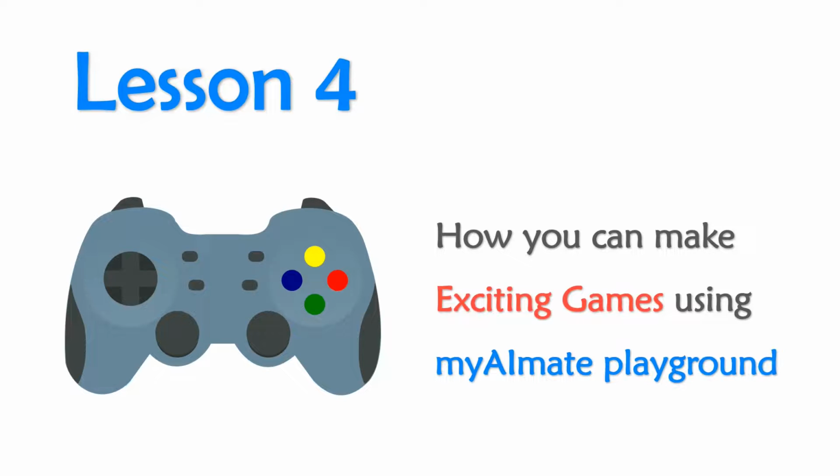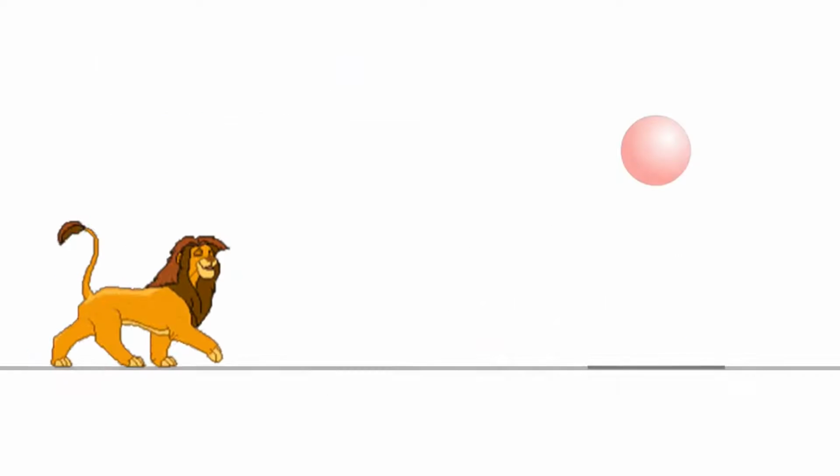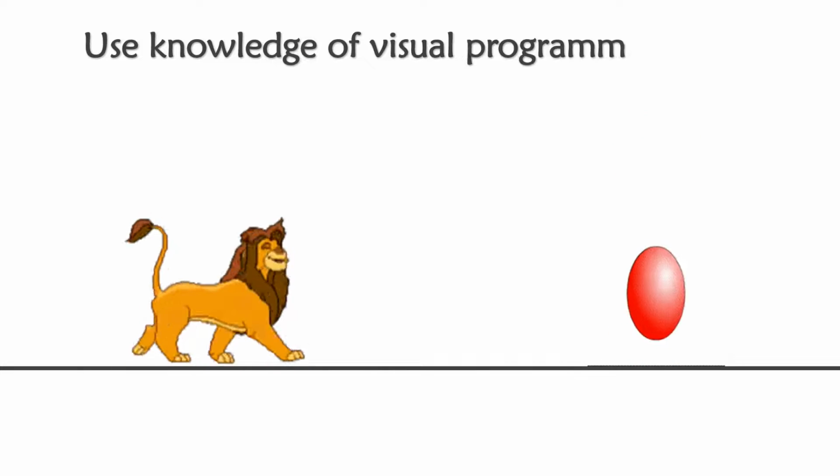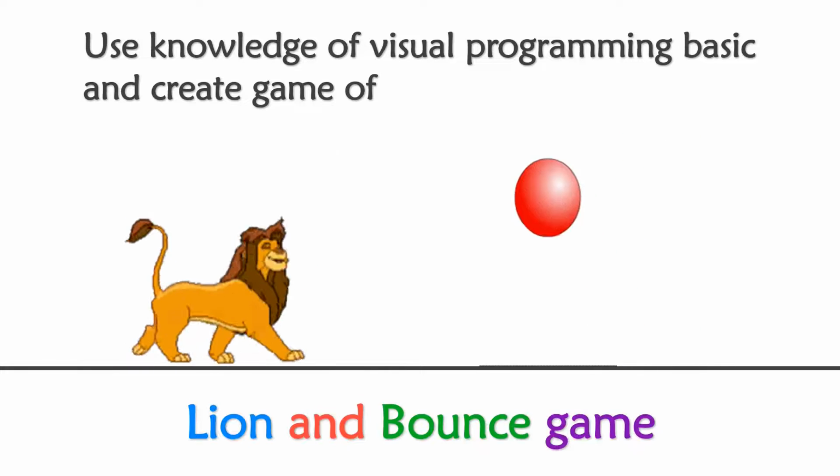In this lesson, Manish will teach you how you can make exciting games using MyIMate Playground. Here you will use your knowledge of visual programming basics and create a game of lion and ball bounce.